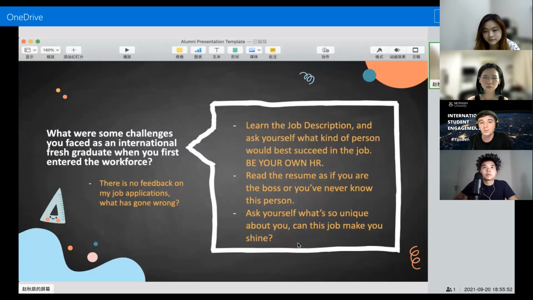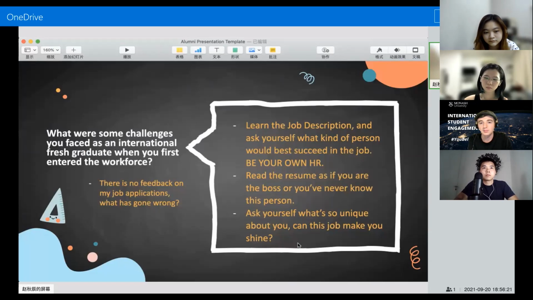Then I would say, read your resume as if you never know the person. I will emphasise that part: you never know the person. Read your resume as if you never knew you. Does this resume really represent who you are? Does it say enough to outline who you are? That's a question you ask yourself. The third one would be, ask yourself, what's so unique about you? Or ask your friends and family what makes you special.